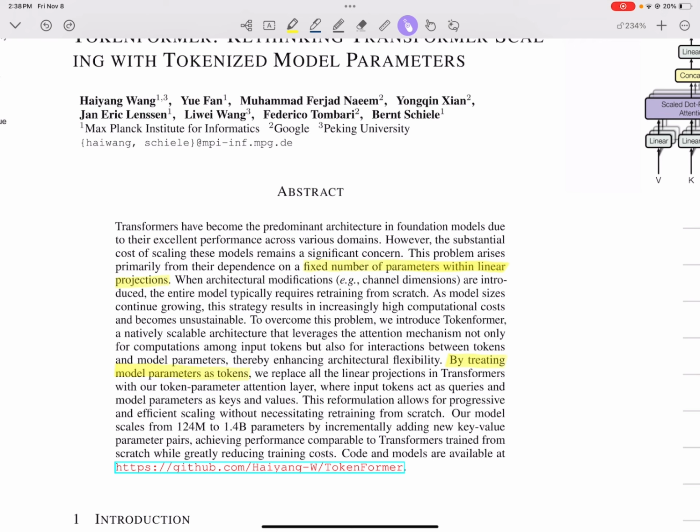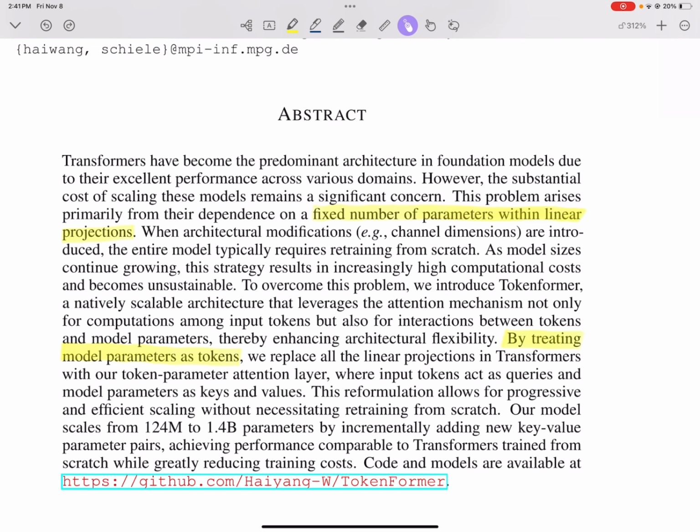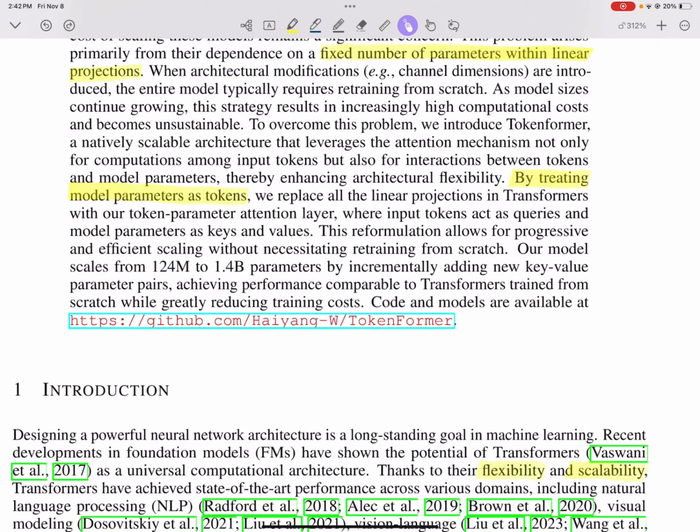Okay, by treating model parameters as tokens, we replace all the linear projections in the transformer with our token parameter attention layer. And so here they say we're going to increment those new key value parameter pairs, or those token parameters. They started to train a model with 124 million parameters, and they scale it to 1.4 billion parameters just by scaling. And they achieve comparable results to transformers that were trained from scratch.